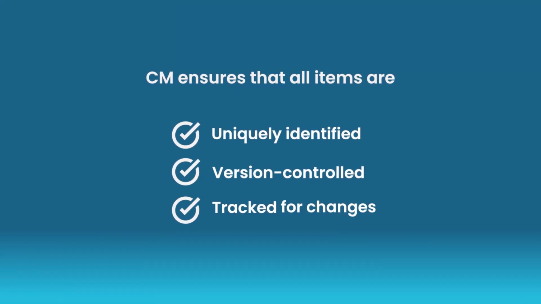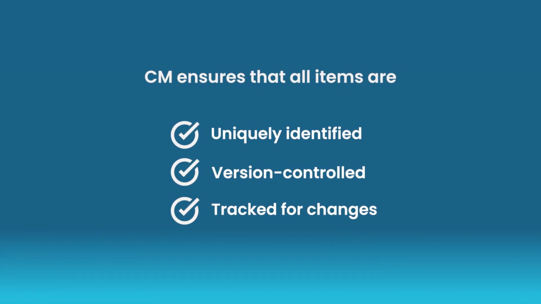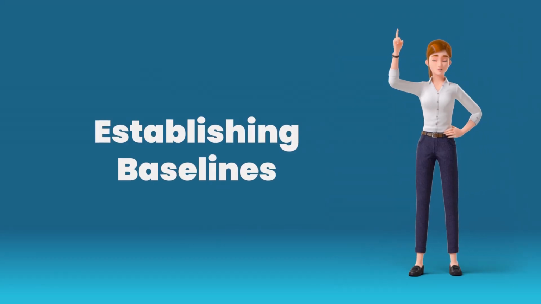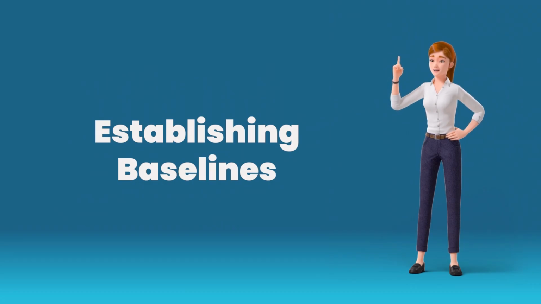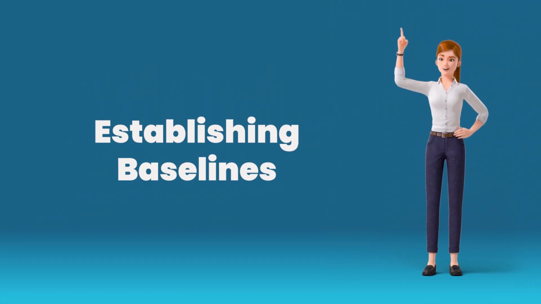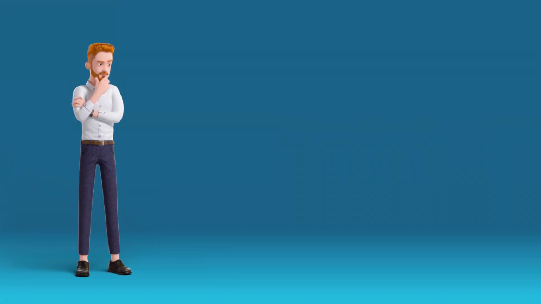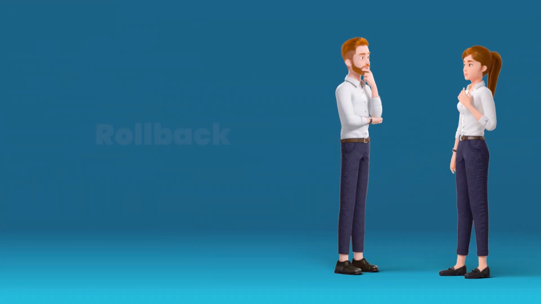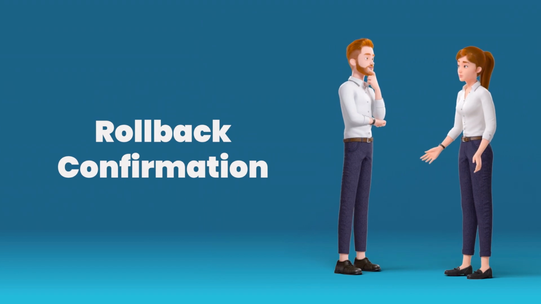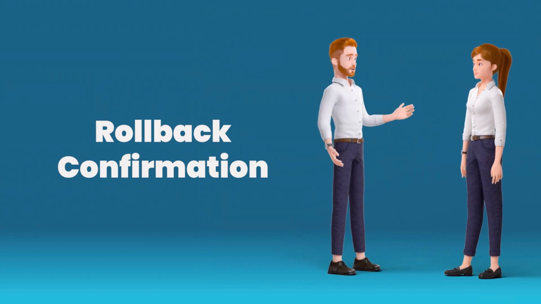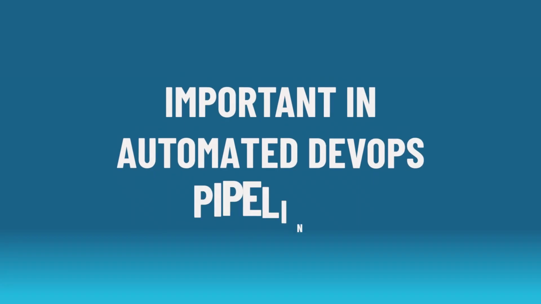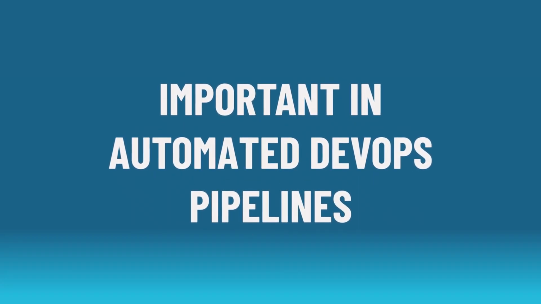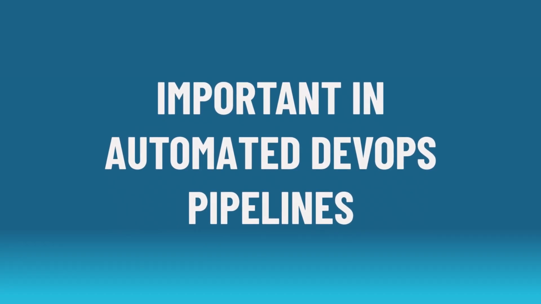CM ensures that all items are uniquely identified, version controlled, and tracked for changes. If an item is approved for testing, it becomes a baseline, meaning any future changes need to go through a formal process. So, if something breaks, we can roll back to a previous baseline. Exactly. That way, we can reproduce previous test results and ensure consistency. This is especially important in automated DevOps pipelines where continuous integration and continuous delivery happen. Got it.